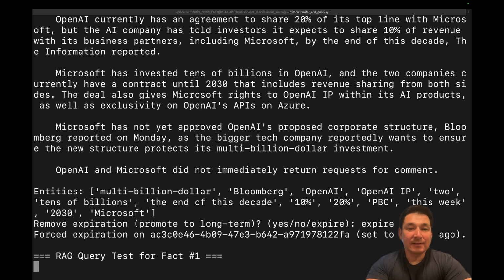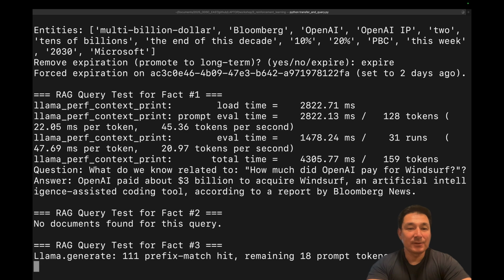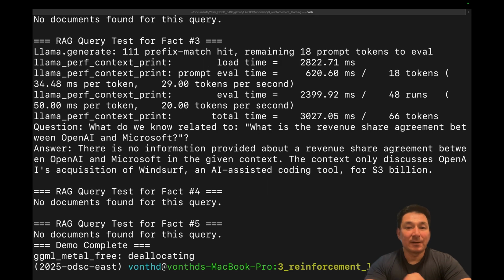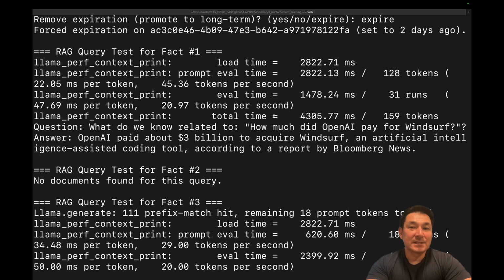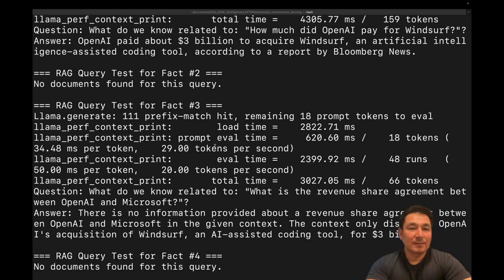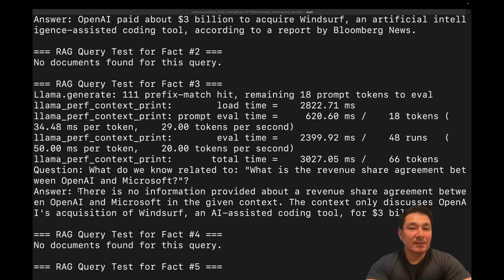So now we're going to retake those questions and retest our factoids to see what information is contained in our RAG agent. And you can see here, for our factoid 1, which is how much did OpenAI pay for windsurf, you can still see that the information is right there. Now for the third fact, the one that we simulated the expiration on, you can see here that there's no information relating to any kind of revenue agreement that OpenAI and Microsoft came to. The only context that it has is the OpenAI windsurf documentation, and this answer is actually correct.